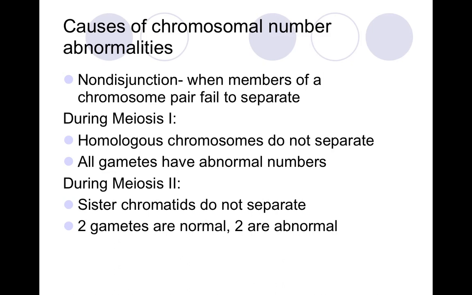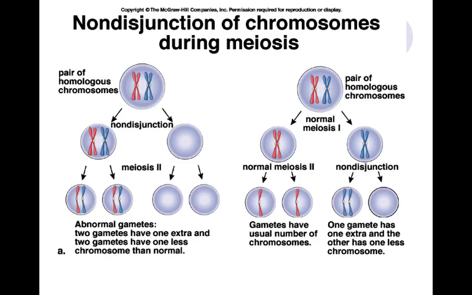So if it occurs in meiosis 1, those homologous chromosomes that we talked about before do not separate. And what happens then is all gametes have abnormal numbers. Every gamete that is created has abnormal numbers because you're never reducing the number as happens in meiosis 1. If non-disjunction occurs during meiosis 2, those sister chromatids do not separate. And when that happens, I get 2 gametes that are normal and 2 that are abnormal. So you need to know that those abnormalities can occur.